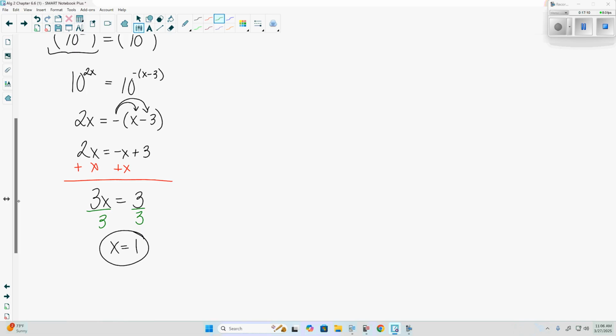And that's it. Because if we can get those bases to be the same, we can set the exponents equal to each other and solve from there.